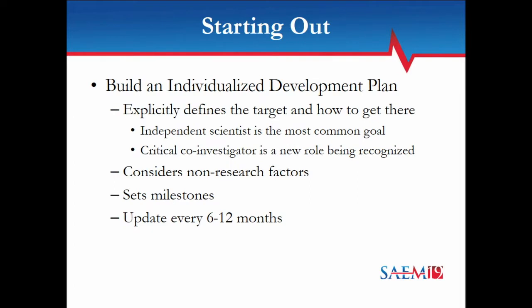The other thing that's really critical is to have an individualized development plan. This is one of the things, if you do a postdoc that's funded by the NIH, you have to do one of these. If you don't, you really don't have to, but create one. There's a bunch of them online. If you email me, I'm happy to send you the one that we use. But basically it helps you define your target and how you're going to get there. You want to think about non-research factors. You're going to think about your milestones, and you want to be updating this every 6 to 12 months.